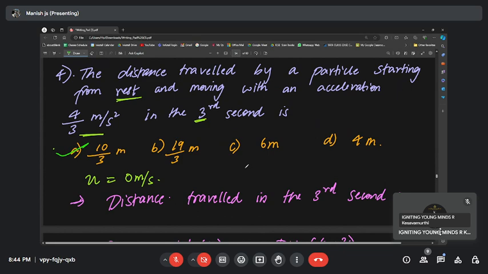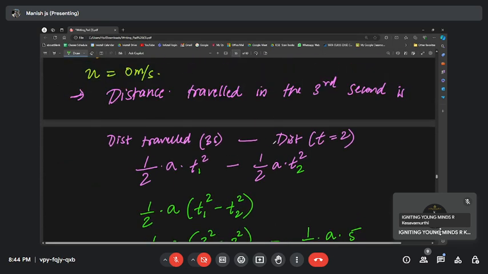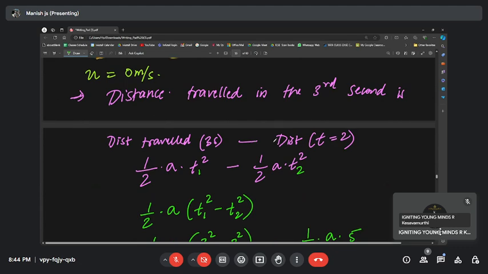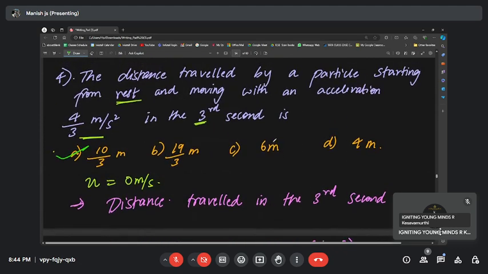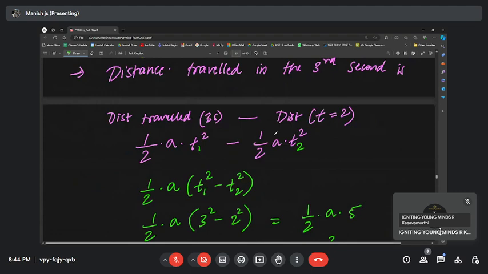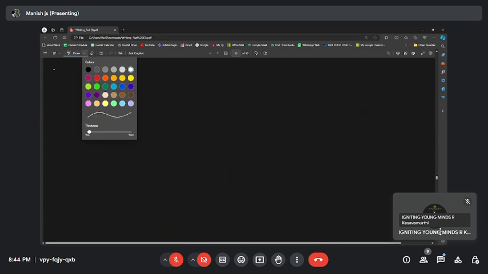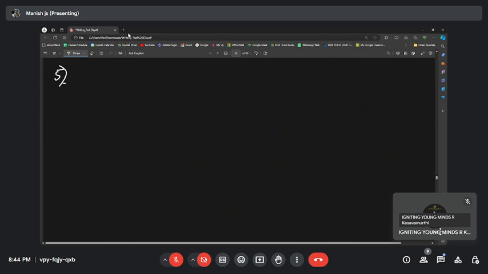Same thing if they ask fourth second, you know now how to generalize, right? If they ask you for the fourth second, a simple modification: you will do 4 minus 3. That's how such questions are to be approached. Well, let's move on to the next question. Question number 5. We'll see the next question, children. So here's the next question.